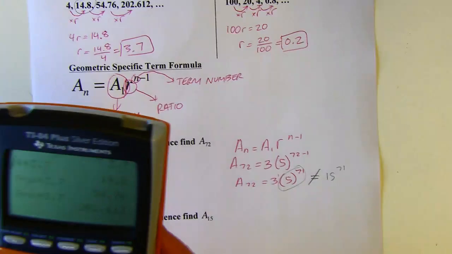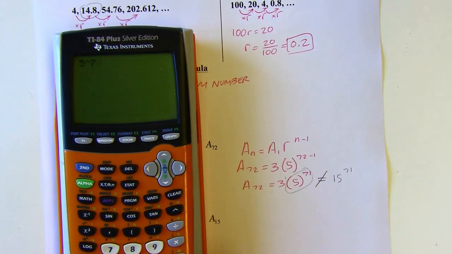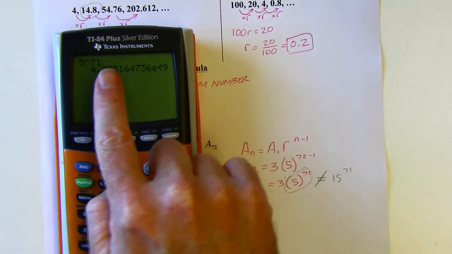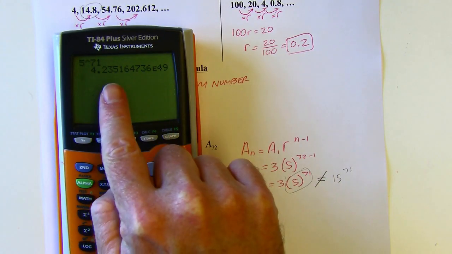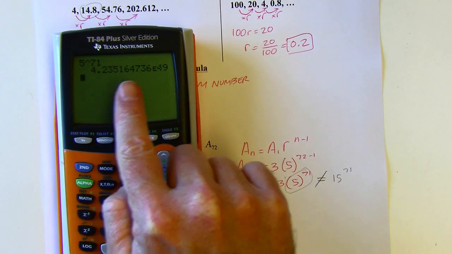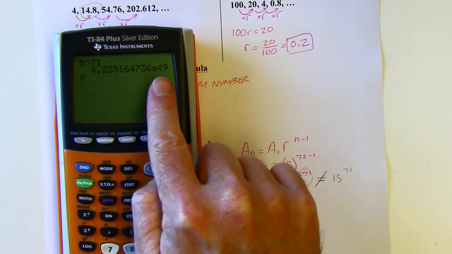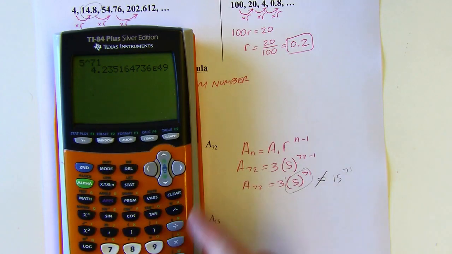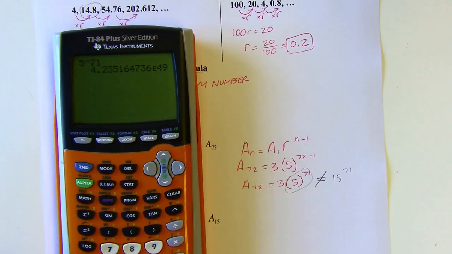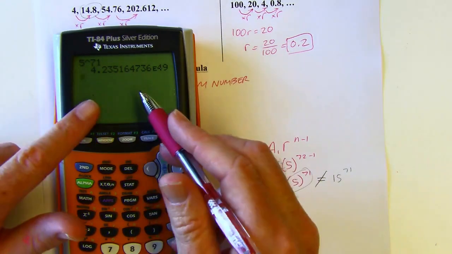So I don't know what 5 to the 71st is, but my calculator does. So let's put that in. 5 to the 71st gives me that. Now notice, this says E49 at the end. So this is not 4.235. It's 4.235 times 10 to the 49th. This is a very large number, right? So this is in scientific notation, which is this with the decimal moved 49 places to the right. So I'm definitely not going to write that in standard notation. I'm going to leave this in scientific notation, okay?